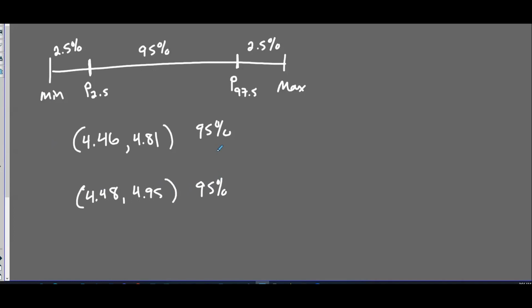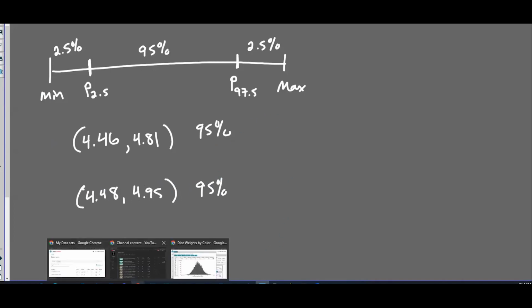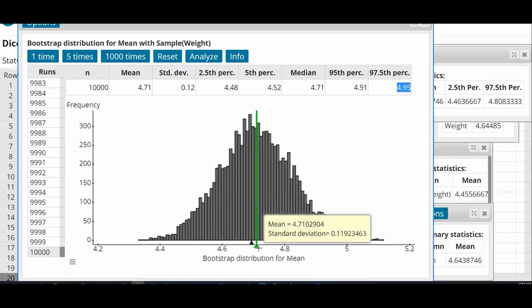And it actually is, right? Our population mean was 4.64. The mean of this bootstrapped distribution was 4.71. That's given up here as well. So that's our point estimate. We would say this is our single value estimate. If I could only pick one value to estimate what the population mean is, it would be 4.71.